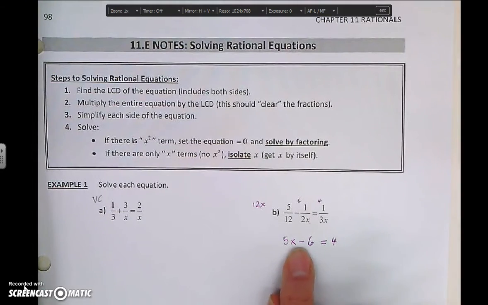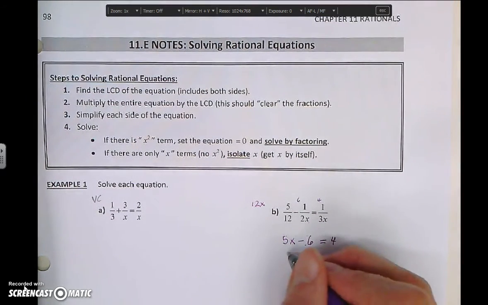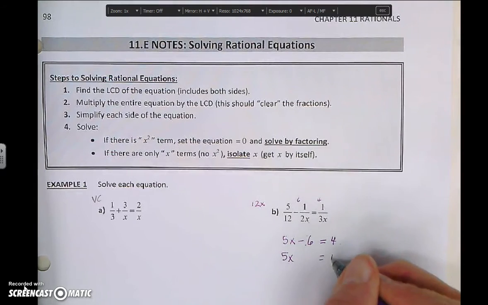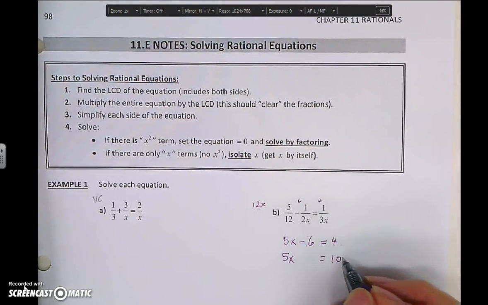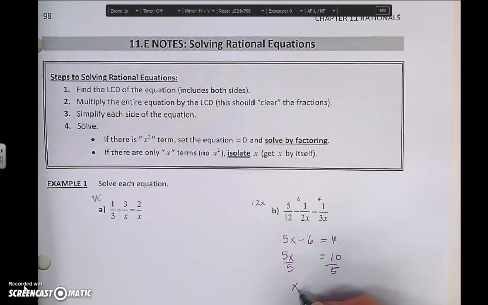All right, so I just have an x, so I'm going to isolate it, and I'm going to add the 6 to both sides, so I get 5x is equal to 10. Then divide both sides by 5. And that's going to give me that x is equal to 2.